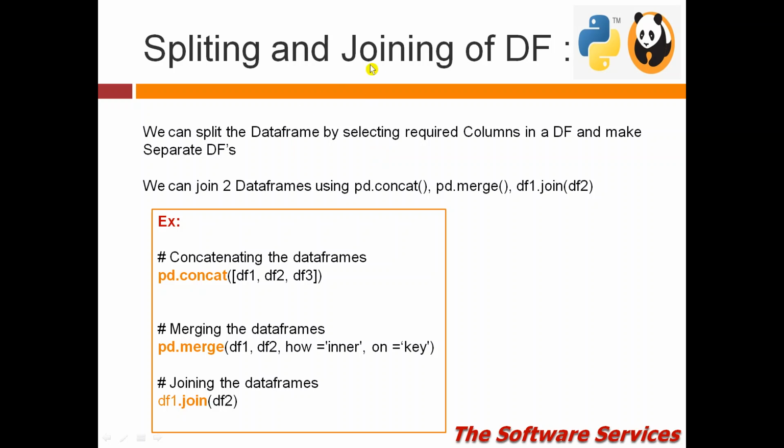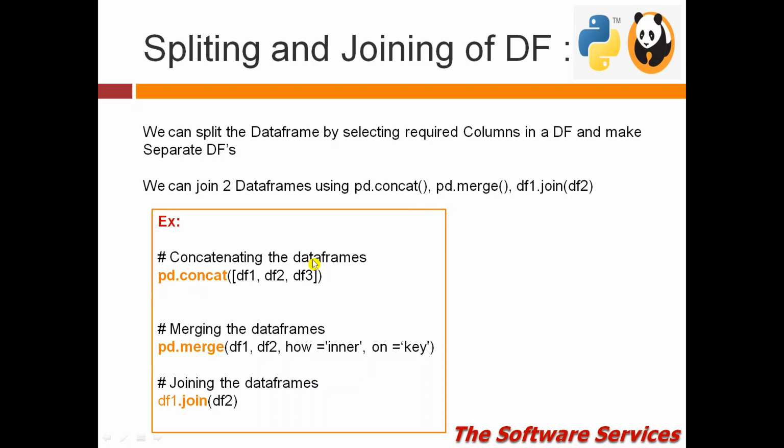And here a new topic is joining. How we can join two different data frames. To achieve that task, we have three methods with us. That is pd.concat, pd meaning pandas, then merge and join. These are the three different methods which we are going to use.